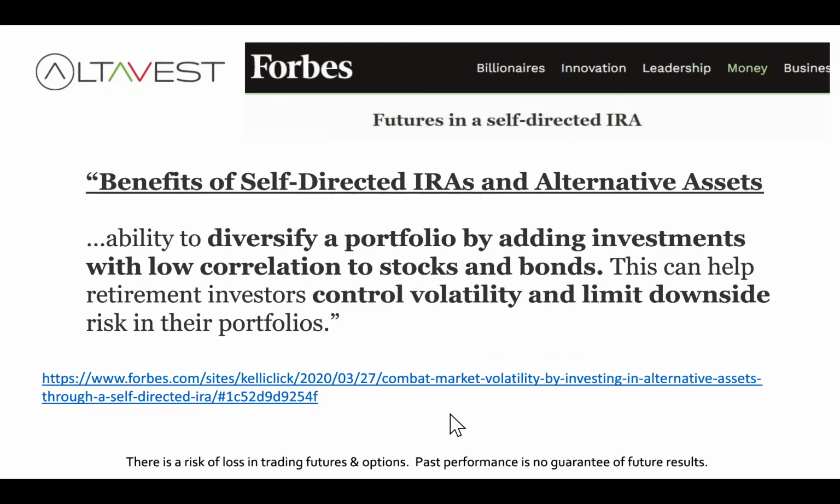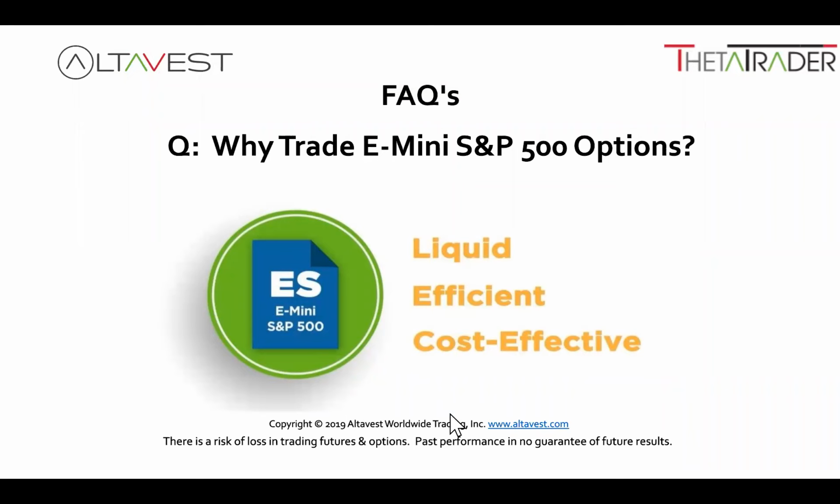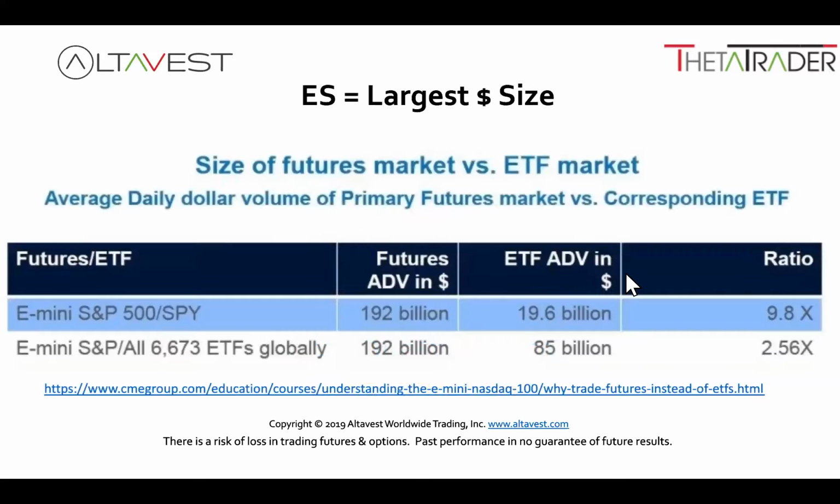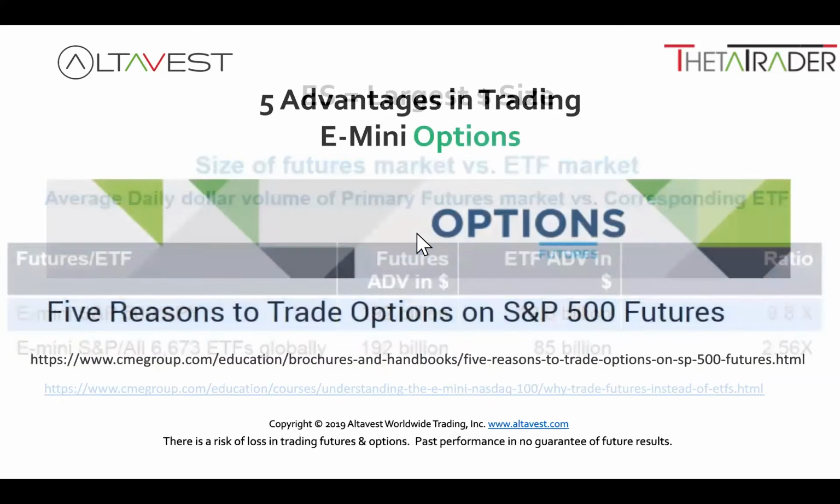Well, they're liquid, they're efficient, they're cost effective. I see some comments in the chat. I'll get to that in just a second. But remember, the mini is huge. A bit of an oxymoron there, but it's 2.5 times larger than all ETFs around the world. That kind of blows you away, probably. The E-mini S&P is almost 10 times larger than the SPY. So this is where the volume is, folks.